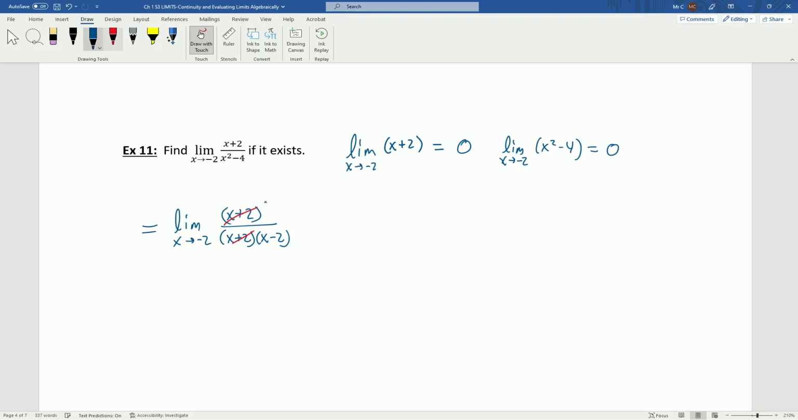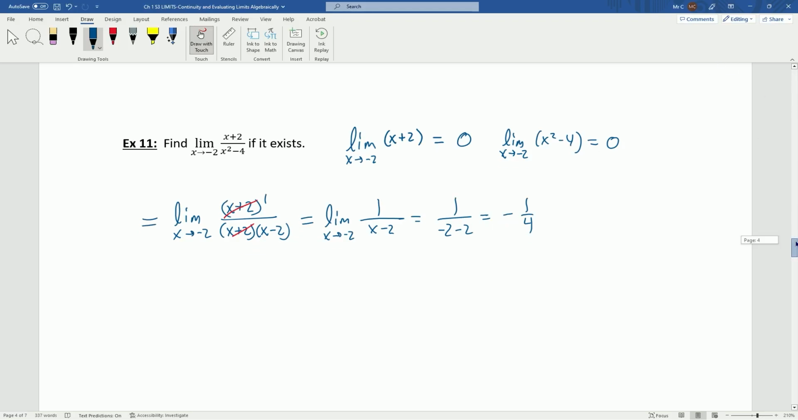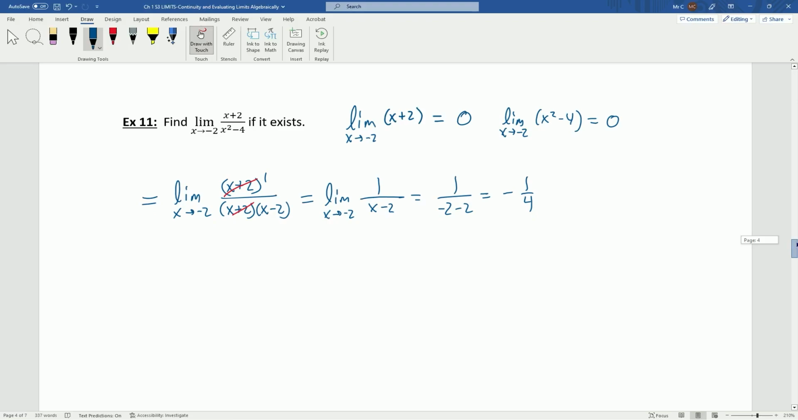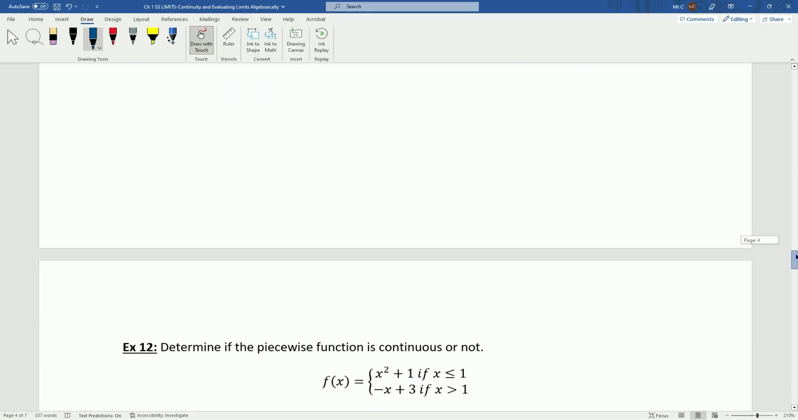Canceled. This gives me the limit as x approaches -2 of 1 over x minus 2. So when I plug in -2, I get 1 over -2 minus 2. That's -1 over 4. All right, that's it for that one. So this is an indeterminate form, but we could try a different algebraic approach, and we're able to solve for the limit.